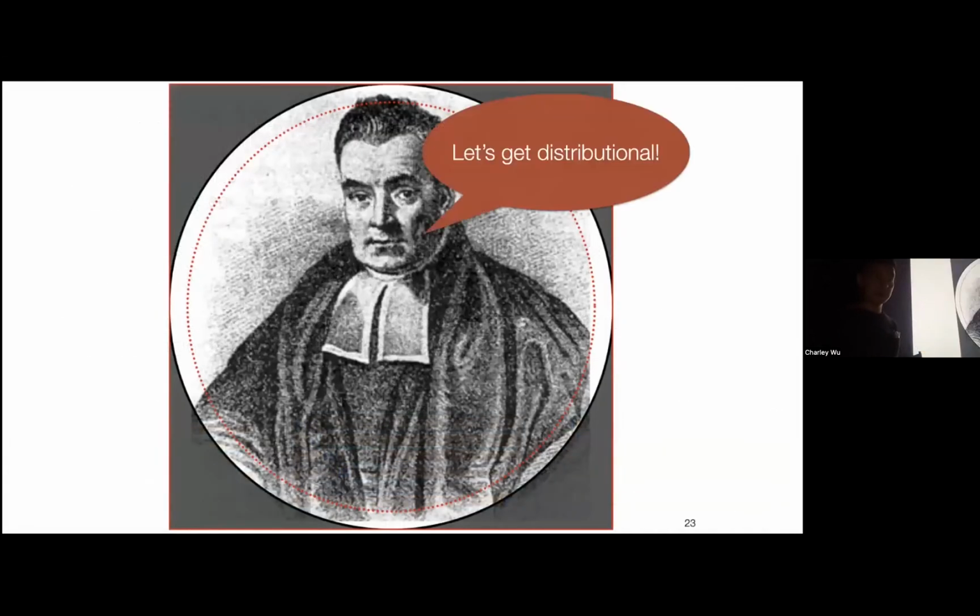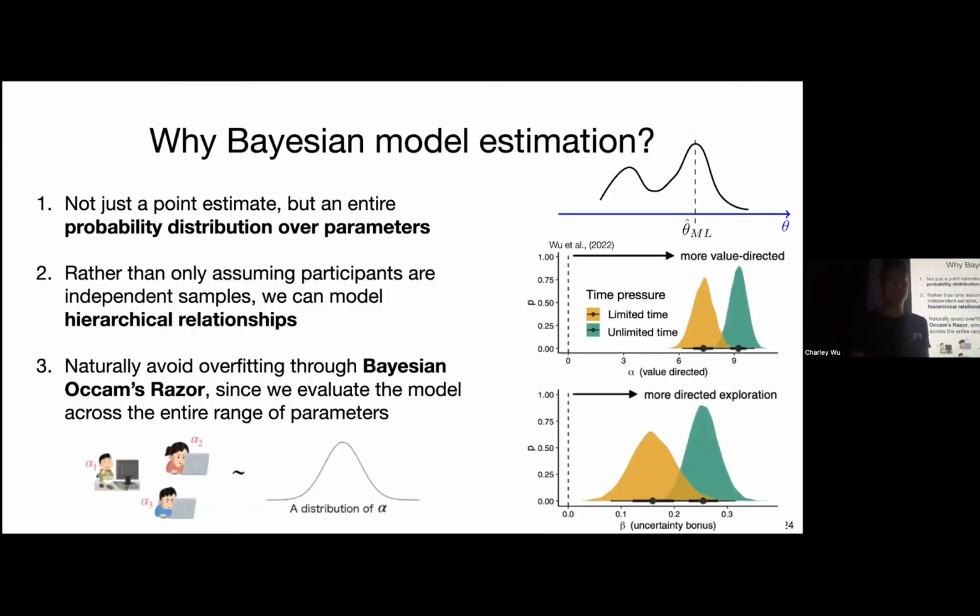Okay, good. Now, this is the part where we get Bayesian, and we can try to get a bit distributional here. There are 3 main reasons why we want to be Bayesian about modeling. First of all, what we get from it is not just a point estimate, but an entire probability distribution over our parameters, right? Remember that with maximum likelihood estimation, we're getting a single point in the parameter space, but sometimes the likelihood looks like this, right? It's multimodal. We want to get a sense of all the parameters that seem likely given the data.